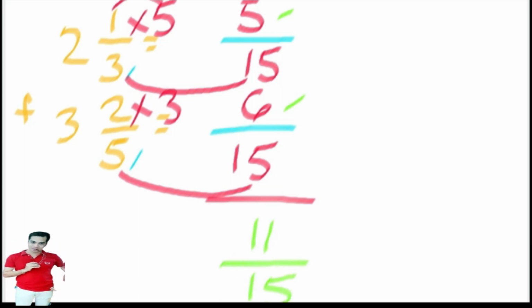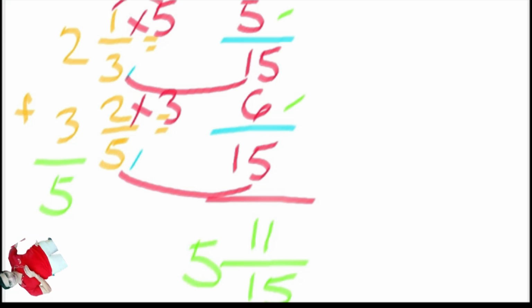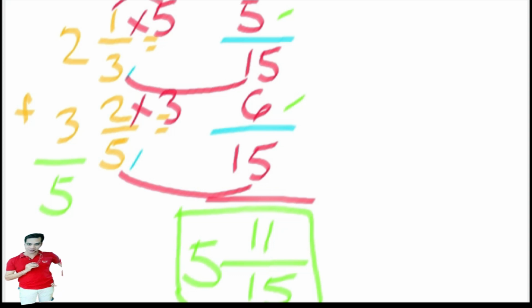The 11 and 15 cannot be reduced to the lowest term. Then, what about the whole number? The whole numbers, we add in a normal way. 2 plus 3, the answer is 5. We put the 5 here in front. So our final answer is 5 and 11 over 15.